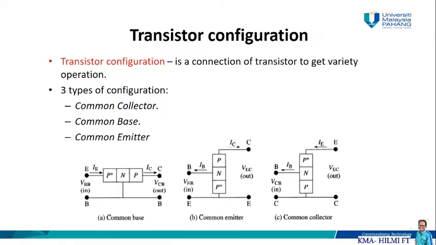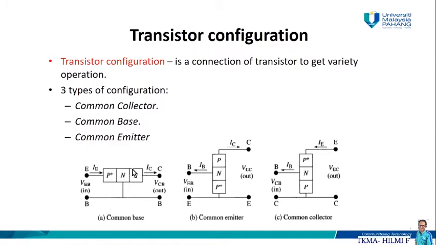And then we have the transistor configuration. Basically, a transistor configuration is a connection of the transistor to get a variety of operations. Different kinds of purposes will have different kinds of configurations. And we have three types of configuration: the common collector, common base, and common emitter.